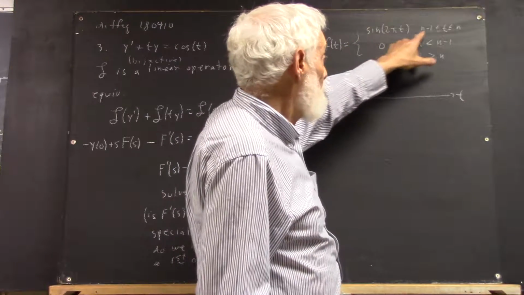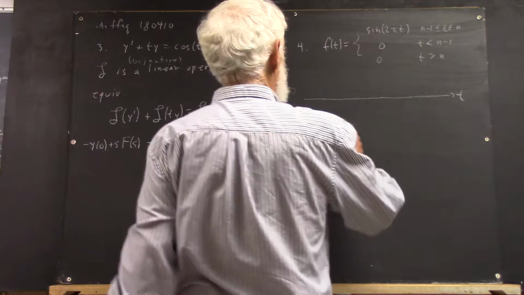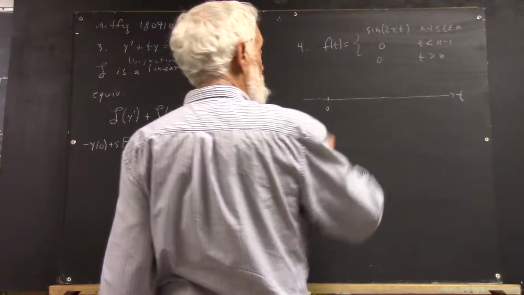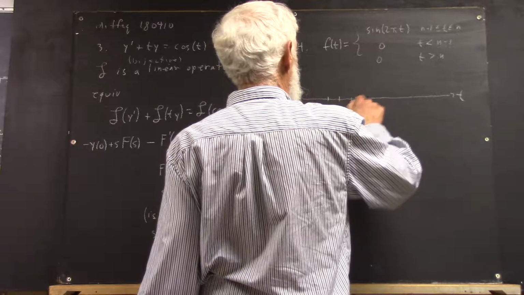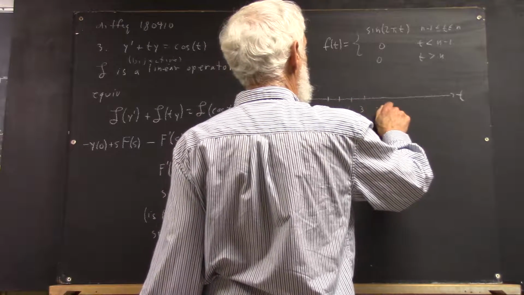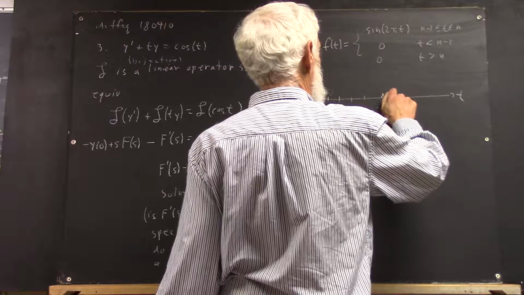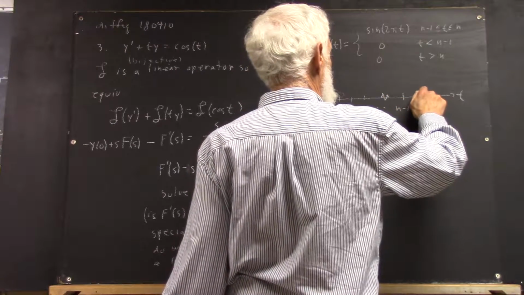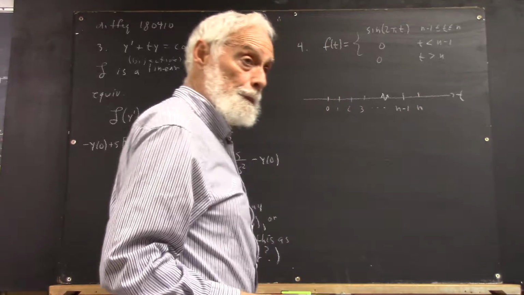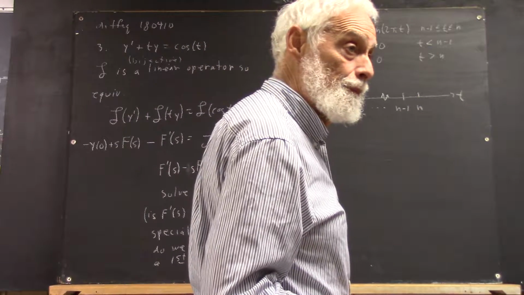Okay? So what we got then is the t-axis. 0 is here someplace, right? And then you got like 1, 2, 3, and then a little break in the axis because you don't know where this thing is. But here, eventually, you've got n minus 1 and n, right?